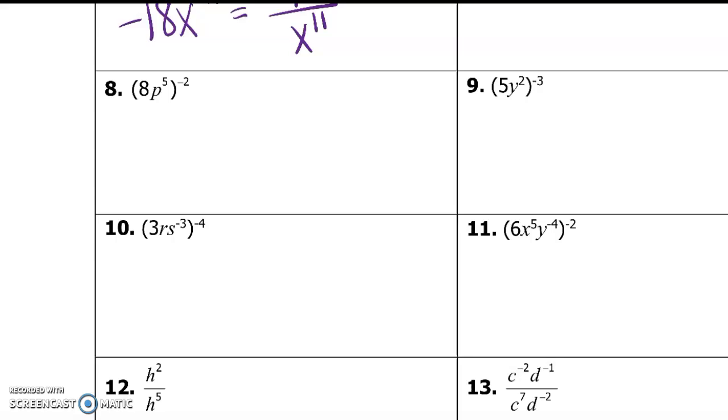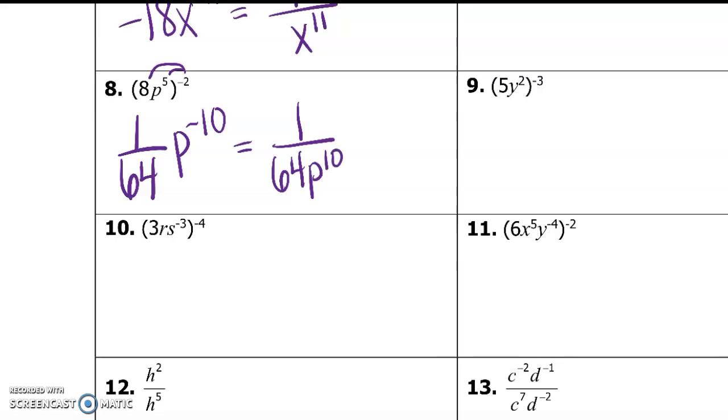I'm going to show you 2 ways that you could do number 8. The first thing you could do is use our regular rule where you do 8 to the negative 2. Now that is going to give you a decimal, so you need to make sure you are able to change that to a fraction. 8 to the negative 2 should become 1 over 64, not negative 64, 1 over 64. And then we would have p to the negative 10. So we're going to write that as one big fraction, 1 over 64 p to the 10th. So that's one way you can do it.